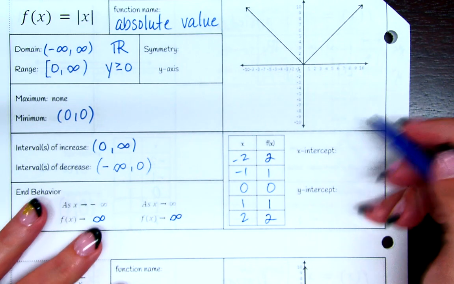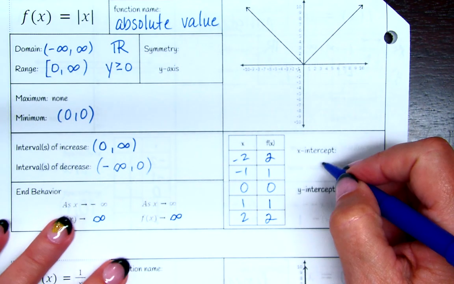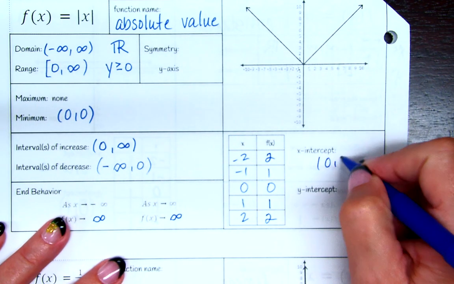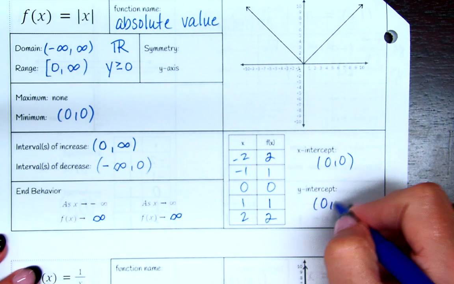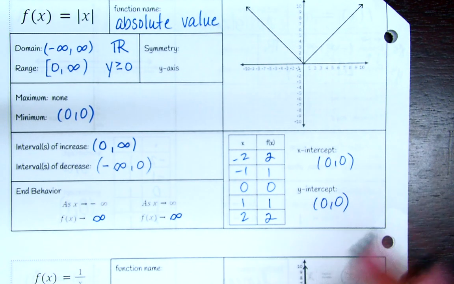What's my x-intercept for this graph? 0, 0. Good. And what's my y-intercept of this graph? Also 0, 0. It's at the origin, so they're the same, aren't they? Okay. All right.